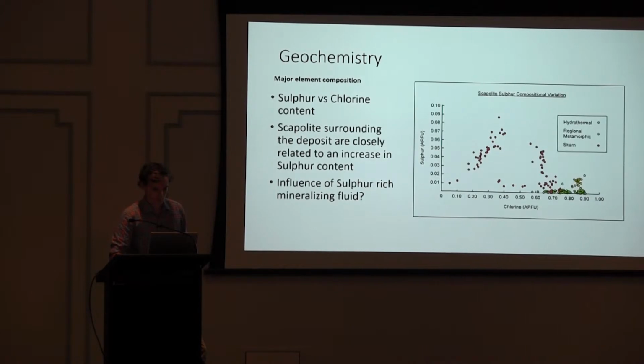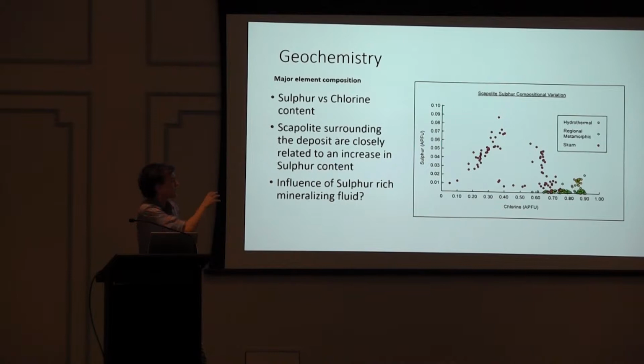So, one of the main aims of this project, of course, was to try and find some kind of geochemical anomaly to vector towards mineralization. And we found one in the form of sulfur. So this graph depicts sulfur against chlorine. Chlorine's a really good way of indicating major element chemistry in scapolites, and sulfur in atoms per formula unit.